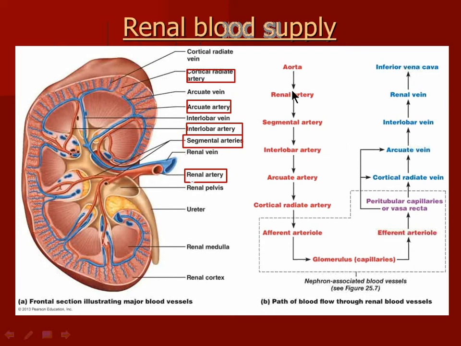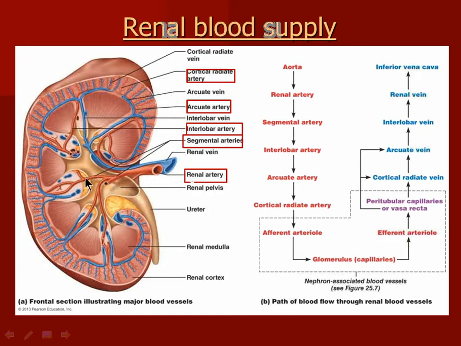From the aorta, the renal artery comes off. The renal artery then divides into 5 branches known as segmental arteries, because in the kidney, just as in the lungs we had bronchopulmonary segments, we have what are called vascular segments. There are 5 of them. So you have 5 segmental arteries. Up here you can see these are segmental arteries, and this is the main renal artery giving off these segmental arteries.